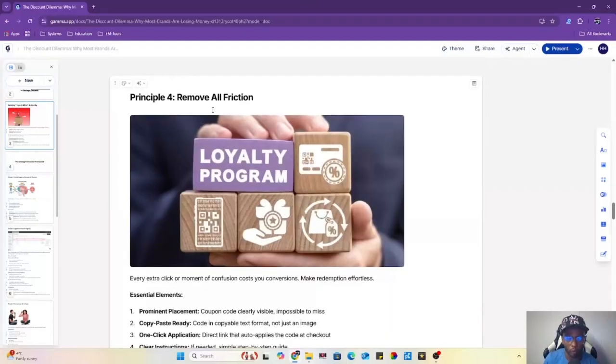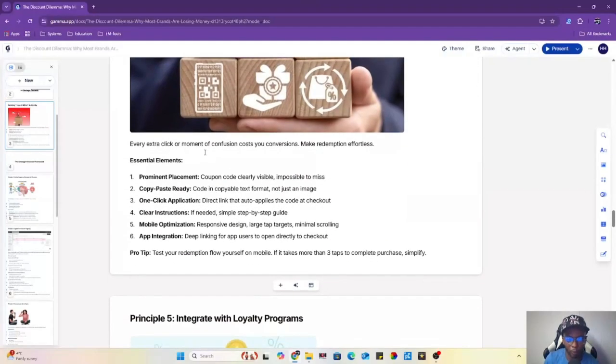Principle 4, remove all friction. Every extra click or moment of confusion costs you conversion. Make redemption effortless. Essential elements. Prominent placement: coupon code clearly visible, impossible to miss. Copy paste ready: code in copyable text form, not just an image. One-click application: direct link that auto applies the code at the checkout. Clear instructions if needed: a simple step-by-step guide.